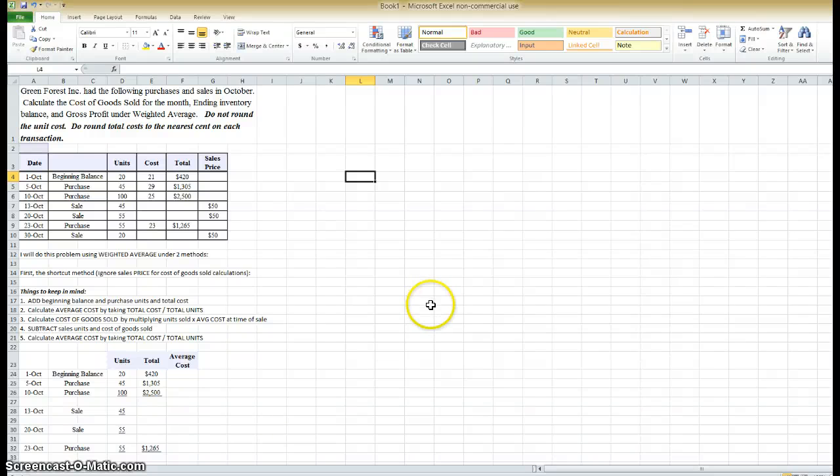Okay, here's a video that we're going to do on weighted average. This is an example from MyOpenMath. Your numbers might have been slightly different, and that's okay. This is the data set that we're going to use, and I'm only going to do the weighted average method because you should have a good understanding of FIFO and LIFO at this point.